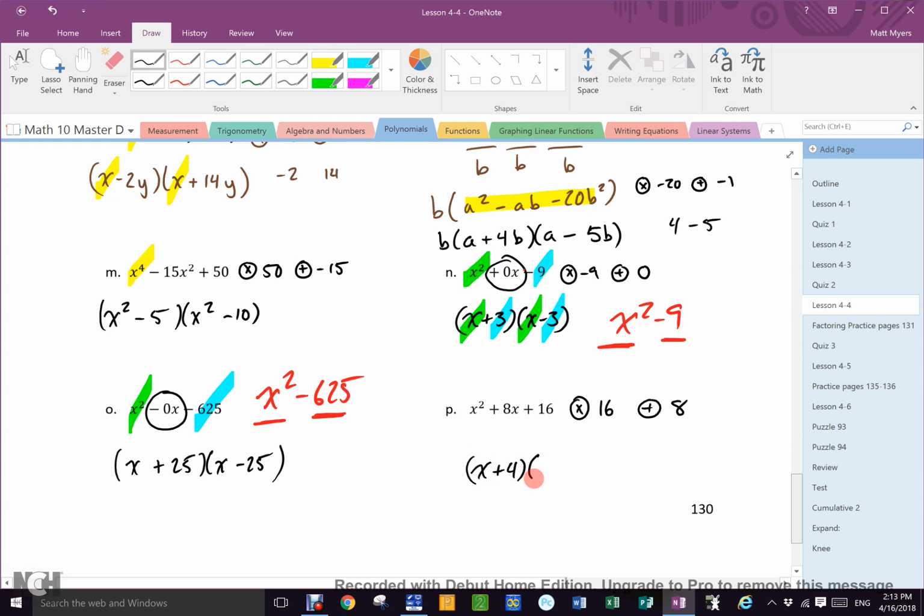Would we write it that way? Why? Because there's a simpler way to write it. What is it? X plus 4 squared. X plus 4 all squared. Can everybody do trinomial factoring version 1.0?